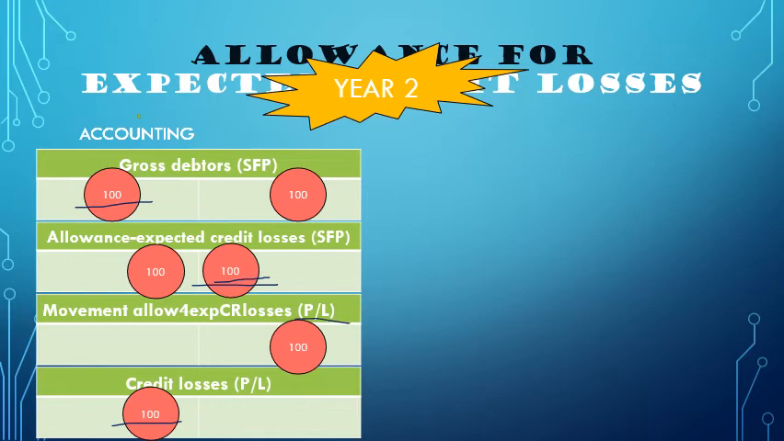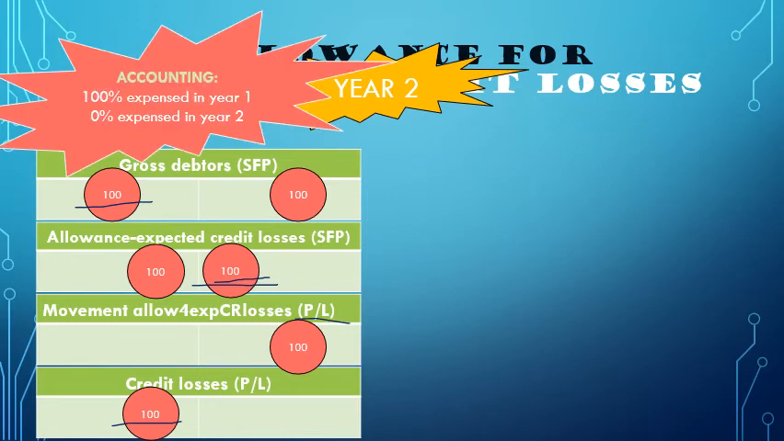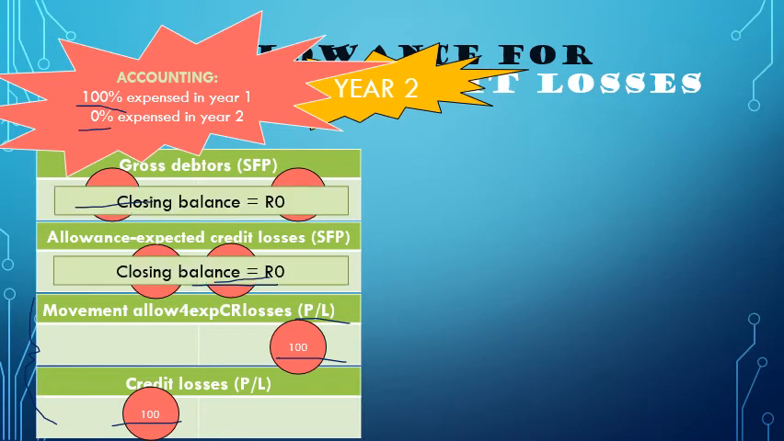So what effectively happens here is that for accounting purposes, we expense the full pink debt in year 1, and 0% of it is expensed in year 2, because you can see that the net effect for P&L between these two accounts is 0. We've got a debit and a credit of the same amount. So the net effect in P&L is 0. And our SFP balances are also 0. We've cleared out this debt completely from our books.